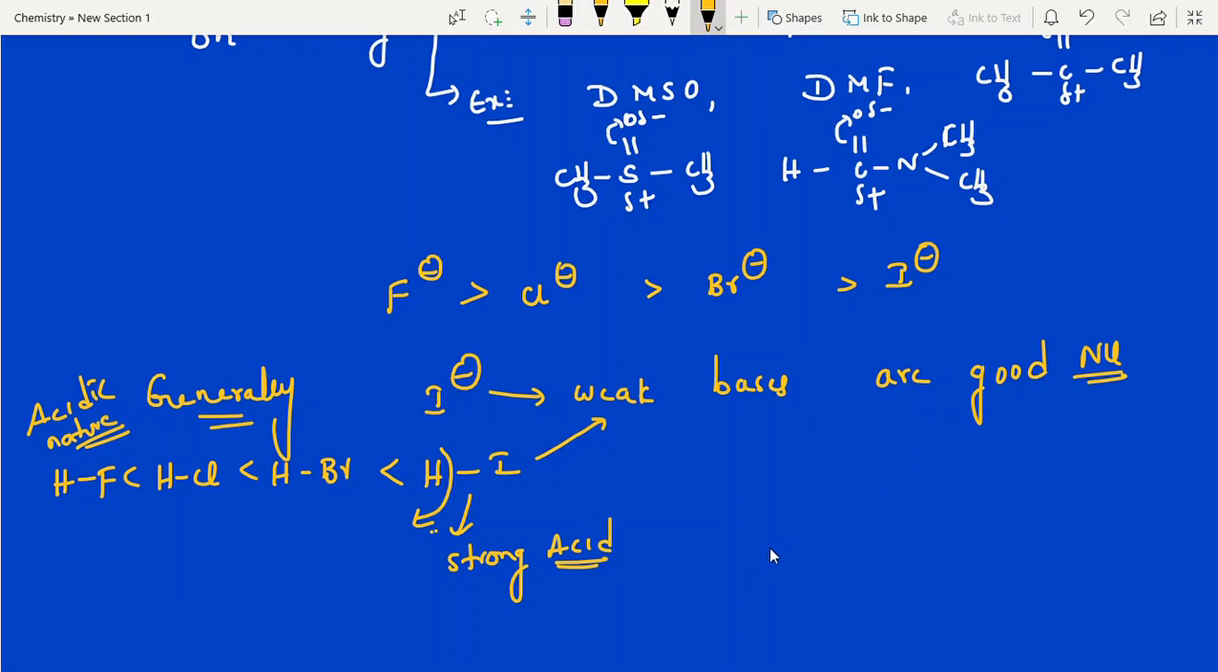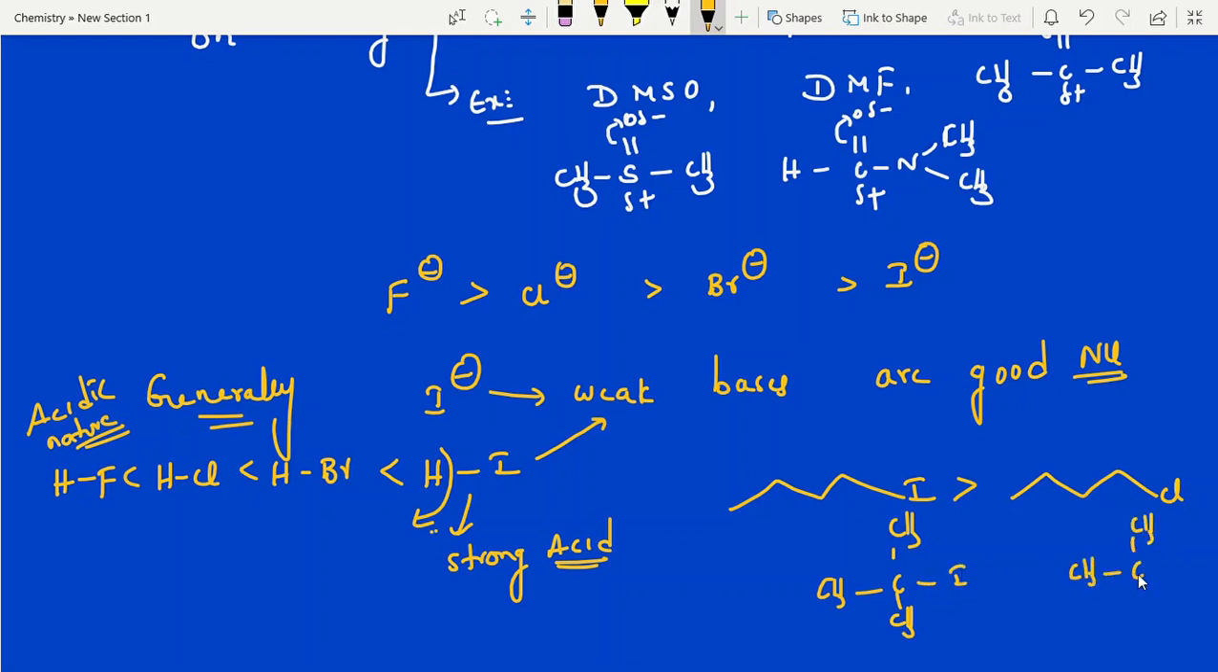Generally, suppose they gave a question like this, with I and here Cl, and both are 1, 2, 3, 4, so both are the same. Which is the best nucleophile among these two? Definitely this one. Suppose they gave tertiary butyl iodide and tertiary butyl chloride, which is structure 1 and structure 2. Definitely structure 1 has more.